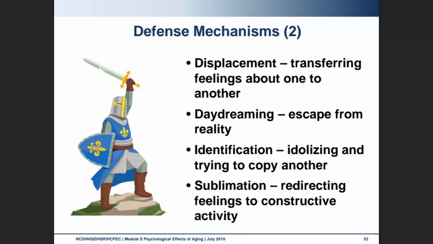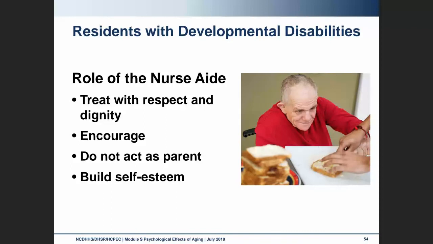All right, let's talk about residents with developmental disabilities. These diagnoses may include mental retardation, cerebral palsy, for example. Treat the individual with respect and dignity, encourage residents to make personal choices and do as much as possible for themselves as they can. We do want to use age-appropriate personal skills, achieve their potential, interact with others, and don't act as the resident's parent. This is going to create dependency. Don't label the resident in a certain way. We do want to build their self-esteem and provide privacy as needed.